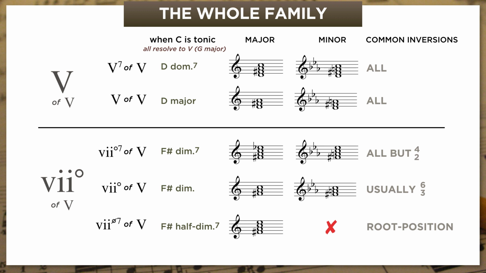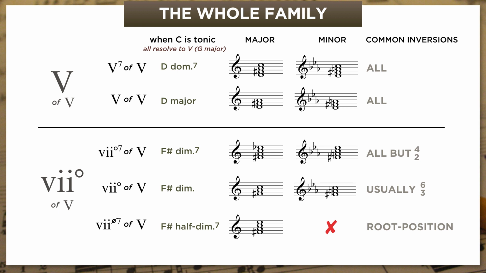And if you paid close attention, if you really took the time to understand this, you won't have any trouble in later videos when we deal with other applied chords. 5-7 of 4, 7 diminished 7 of 6, and so on. With some practice, you'll be able to hear them, spell them, and analyze them.